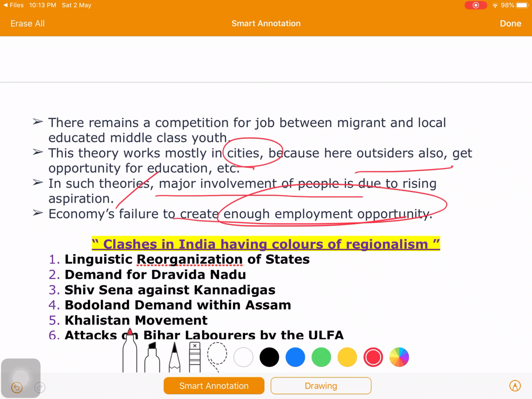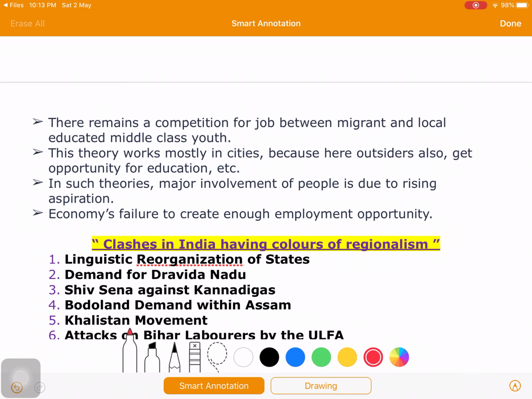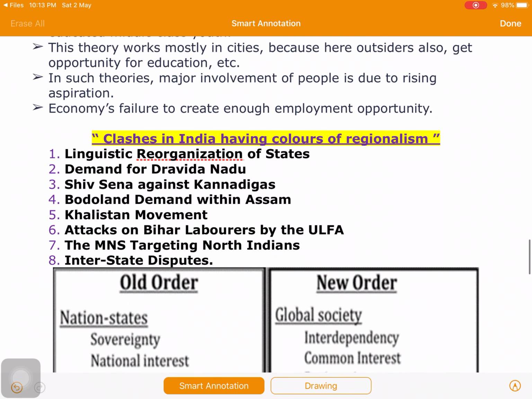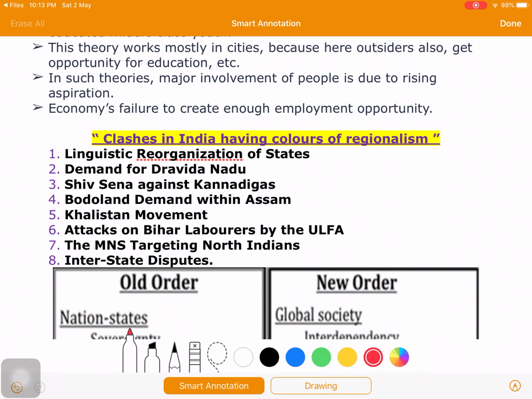And hence, we need to understand that the true colors of regionalism in India can be seen in clashes. So, clashes in India having the colors of regionalism as well. In order to understand this, just have a look here. Linguistic reorganization of states. This is the first most important clash. It was the demand of Potti Sriramulu, a freedom fighter and a devoted follower of Mahatma Gandhi, that led to the creation of Andhra Pradesh state and linguistic reorganization of the states in India.